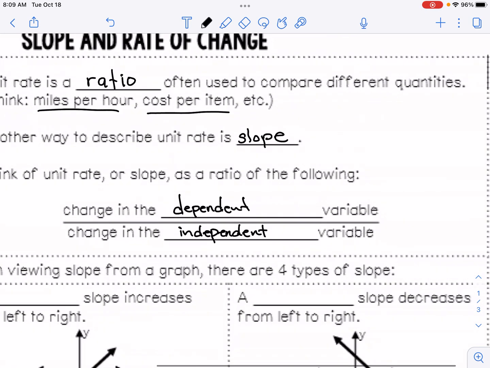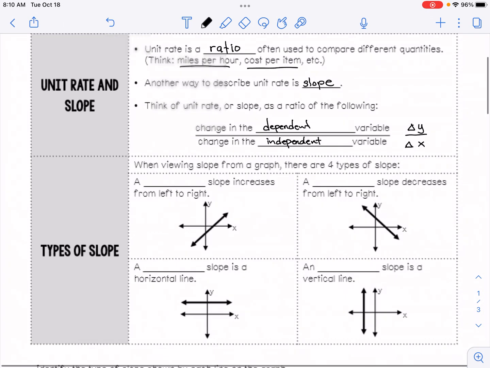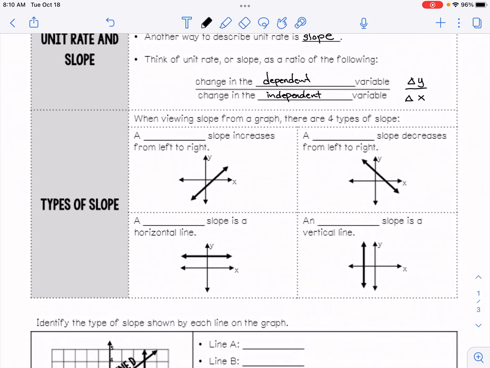Okay, now how we write this, it looks like this. We don't always write the change of, that's a lot of words. We use variables and symbols to represent it. It's the change of y over the change in x. So if we see a coordinate that has an x and y, a graph that has an x and y axis, right, we can tell from that which belongs in the numerator, which belongs in the denominator. Okay.